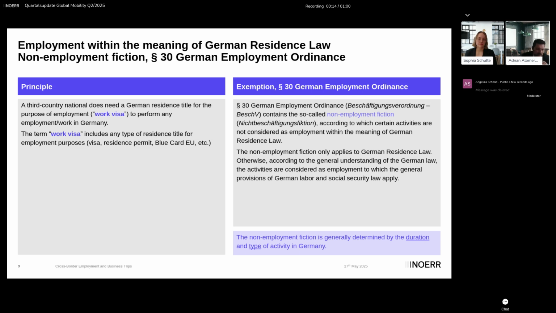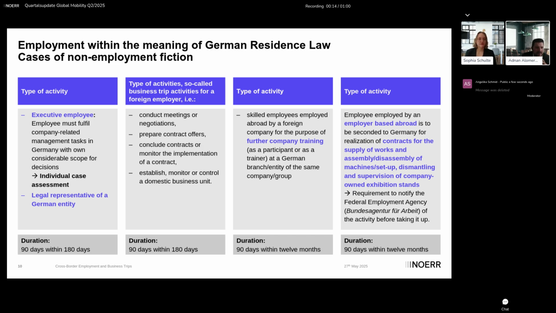To have some ideas, we prepared some cases. So at the very first, the type of activity: executive employee. The employee must fulfill company-related management tasks in Germany with own considerable scope of decisions. It's quite general, so here an individual case assessment is necessary. We have to check whether the person is really an executive employee. In Germany, it's called leitender Angestellter. So it's not just easy to say somebody is fulfilling this task, so he's in any case an executive employee. We have to check it in an individual case.